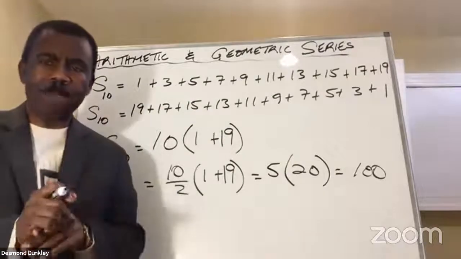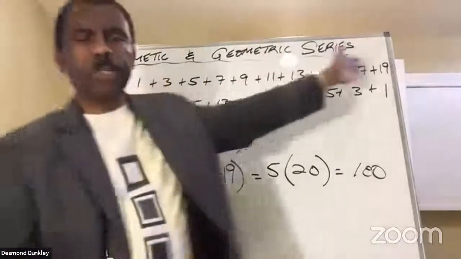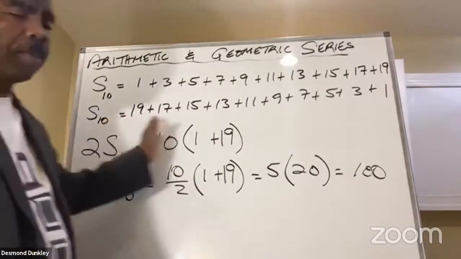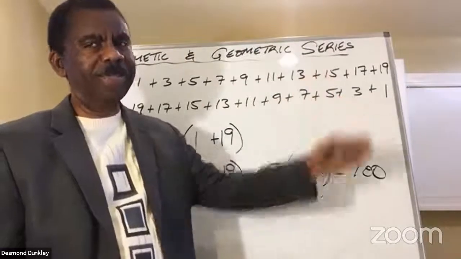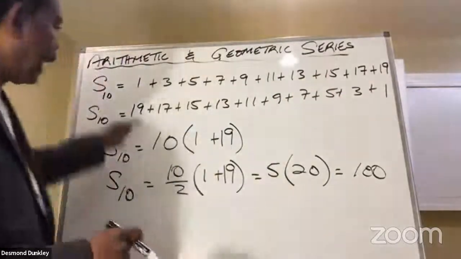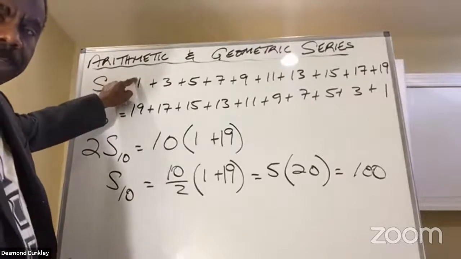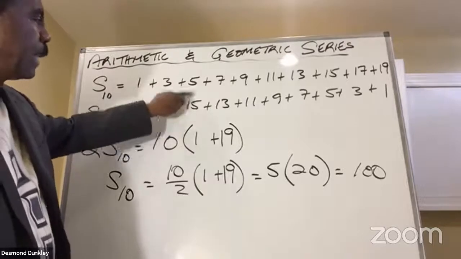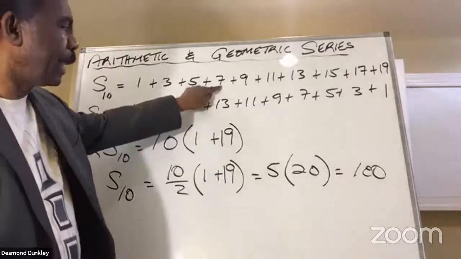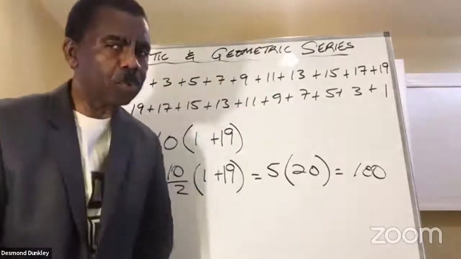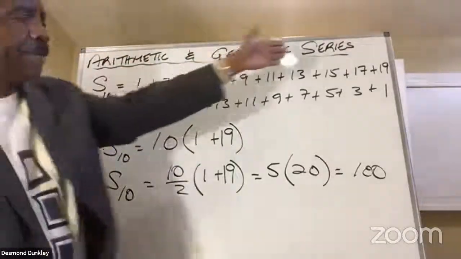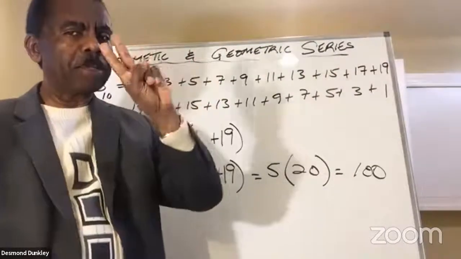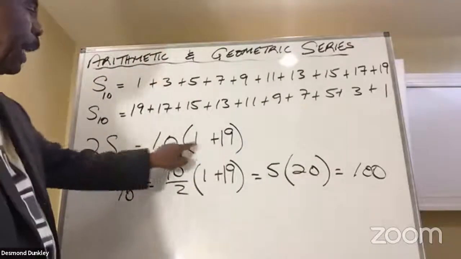So let's recap what just happened. I wrote out the first 10 terms. Then I also wrote out the sum of the first 10 terms, but I wrote the last one first. And I realized that the last term plus the first term is the same as the second to last and the second, the third to last and the third, the fourth to last and the fourth. They all give you the same total. And since there are 10 items at the top, 10 items at the bottom, we end up with 10 sets of 20. So it's 10 times 20.